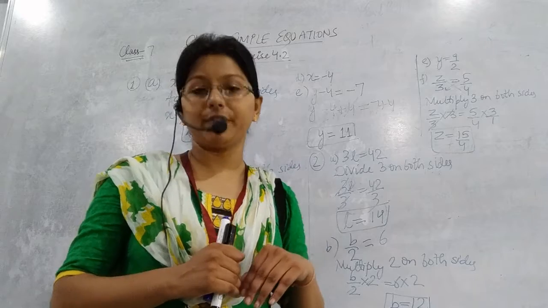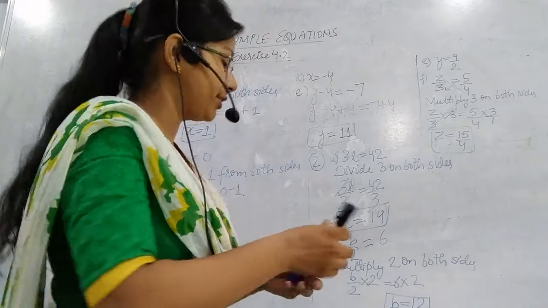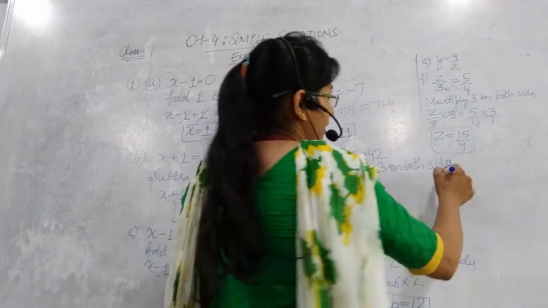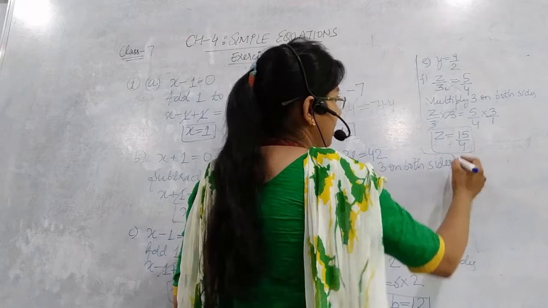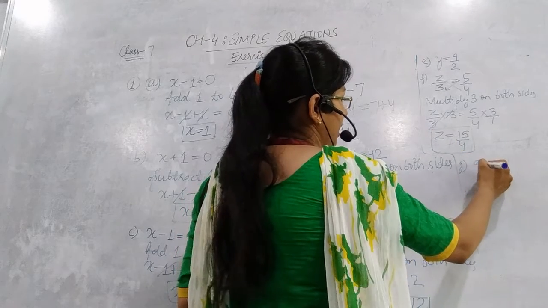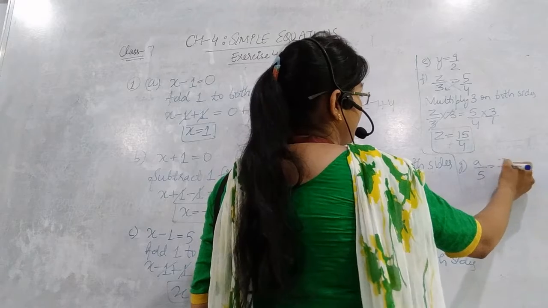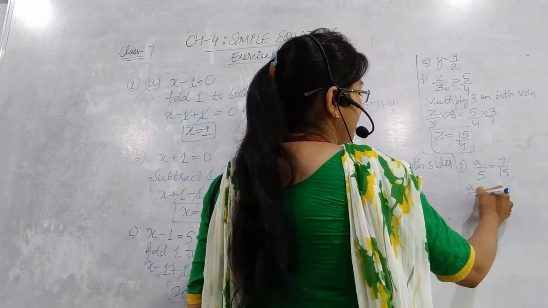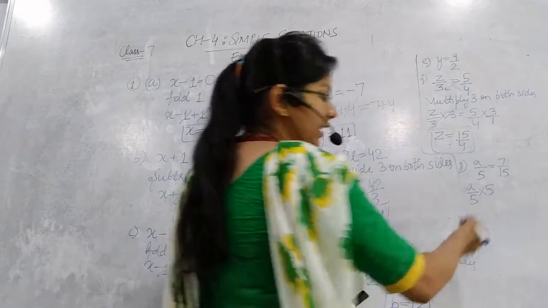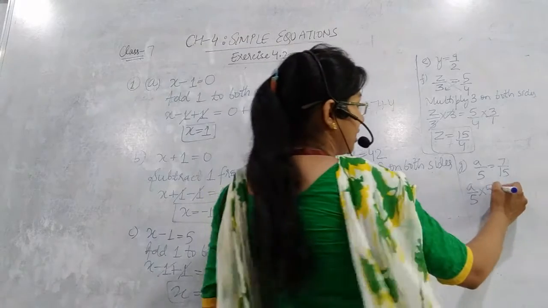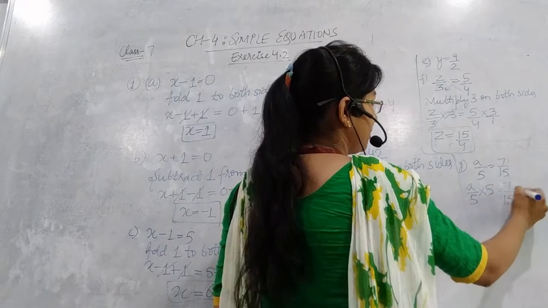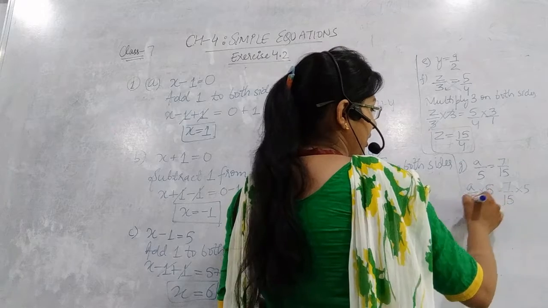a अपॉन 5 इज इक्वल टू 7 by 15 है. ठीक है, तो इसमें भी देखिए a अपॉन 5 इज इक्वल टू 7 by 15. मल्टीप्लाई 5 on both sides. I am not writing this step, but you have to write 7 by 15 into 5. यहाँ cancel.